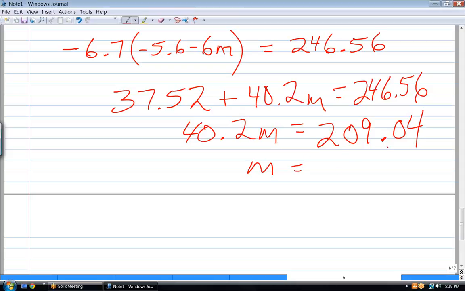So what'd you get for a final answer here when you divided this by 40.2? M equals 5.2.